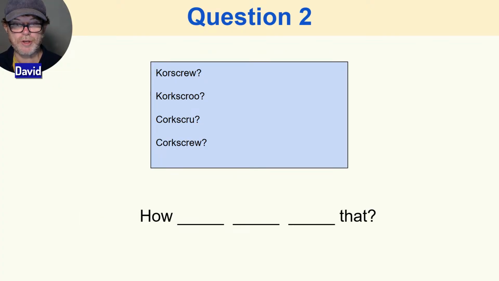Now, the second question, maybe you don't know the letters in the word. You want to write the word, but you don't know the letters. What question do you ask your teacher? Because this word you want is the word corkscrew. The object is called a corkscrew, but you don't know the letters. What question do you ask? Do you know? The question is, how do you spell that?